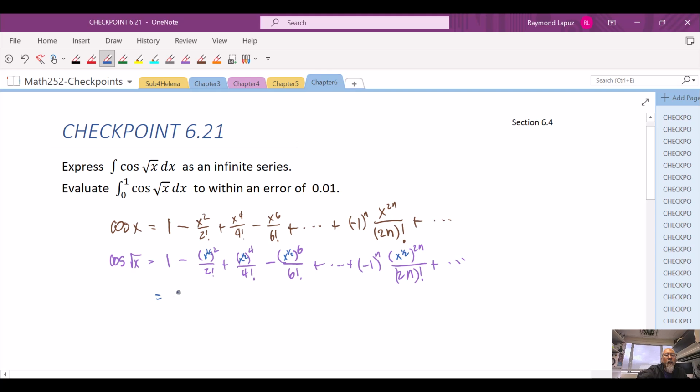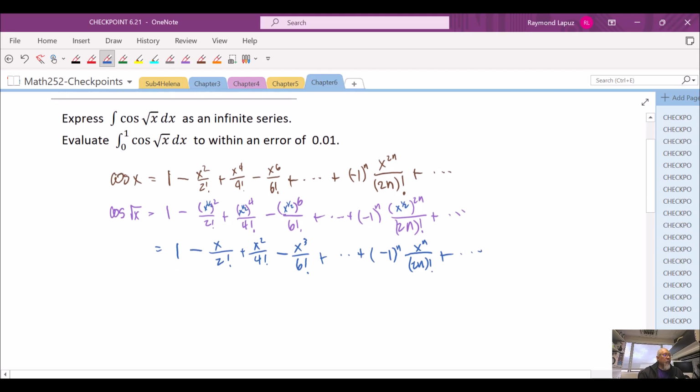And then we will get 1 minus, this is 1/2 times 2, which is just x over 2 factorial. And then this would be x squared over 4 factorial, and x to the 3rd over 6 factorial. So I think we get the general pattern here. We still have an alternating series, and this would just be x to the n over 2n factorial. Okay, so that is that.